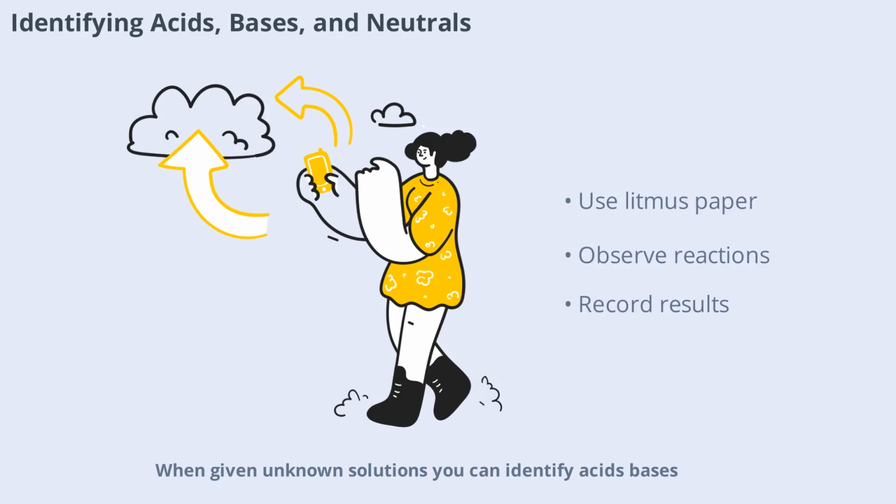Given unknown solutions, you can identify acids, bases, and neutrals by observing their physical properties. Acids often taste sour and turn blue litmus paper red, bases feel slippery and turn red litmus paper blue, and neutrals have no effect on litmus paper. Practicing these observations in the laboratory will help you answer related exam questions confidently. Always use indicators and record your results carefully.